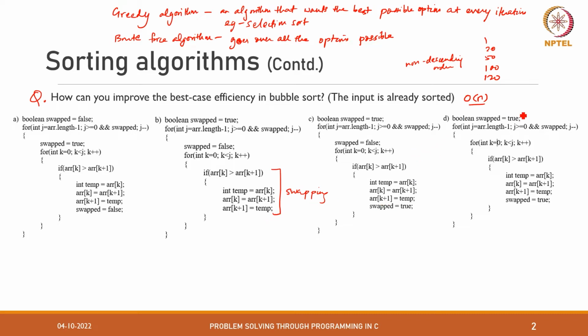But not having swapped set to true here is a problem. Why? Because if there was an unsorted array and some swapping took place, and we have ignored the swapped is equal to true statement, as in option number B, then in the next iteration it would have checked j is greater than or equal to 0 and the value of swapped. Swapped would have been false, and it would have exited the j loop, which is actually not correct. So this is the correct algorithm for improving the best case efficiency of bubble sort. Is it clear to you?